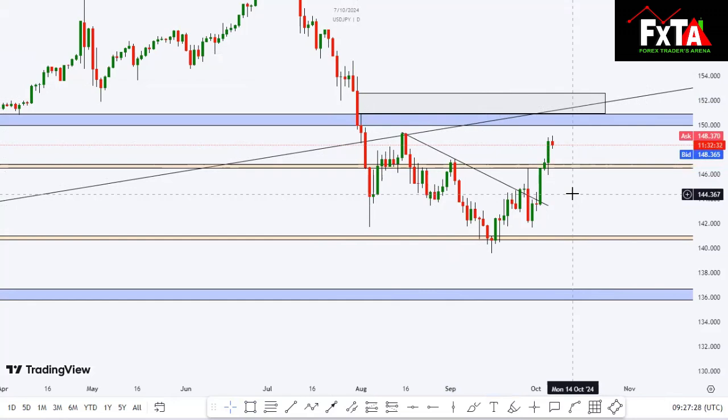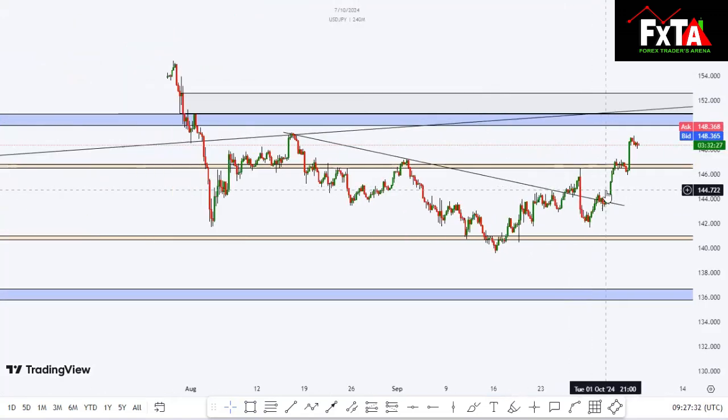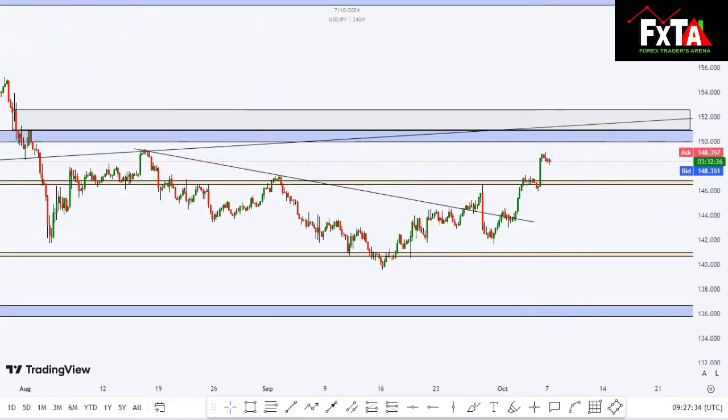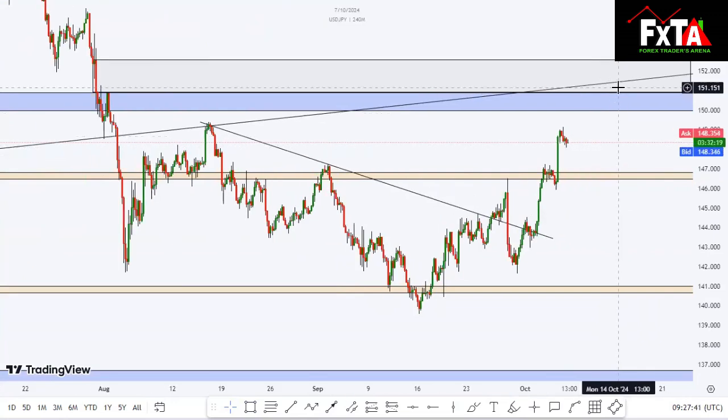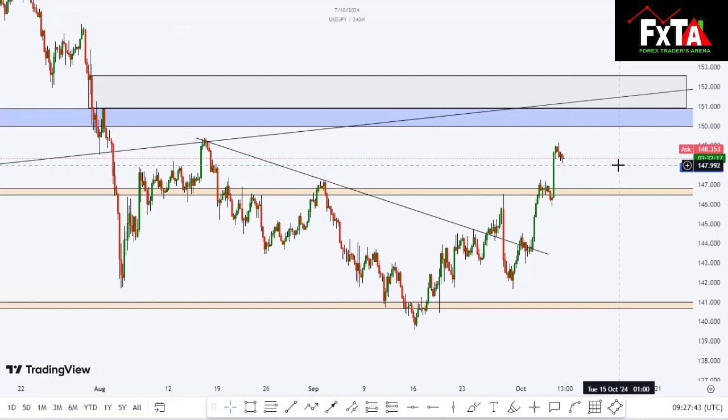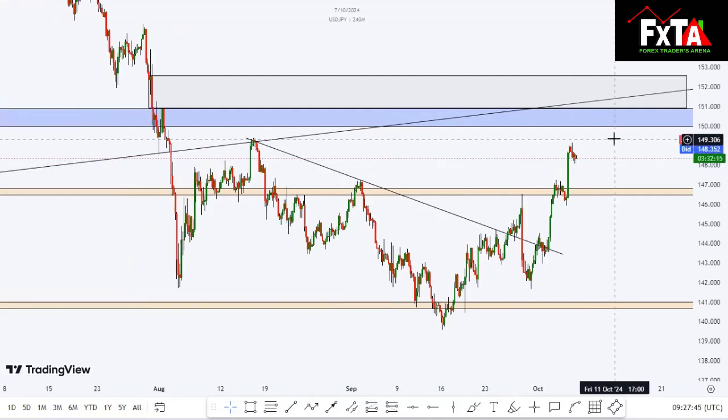So we switch swiftly to the 4-hour time frame. Like always, price is still on the move towards that zone. So we just let price play out beautifully.